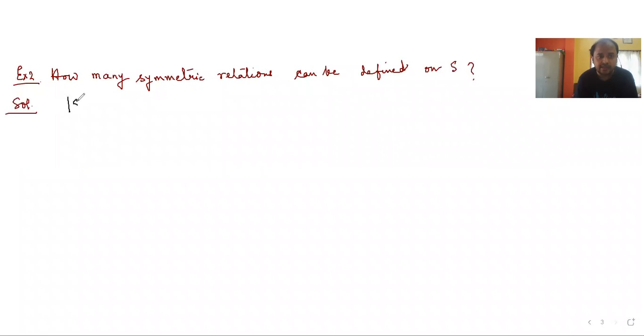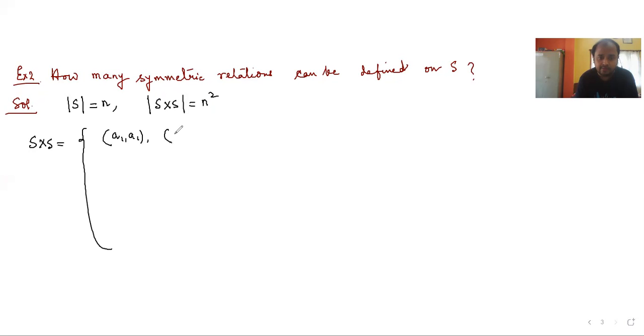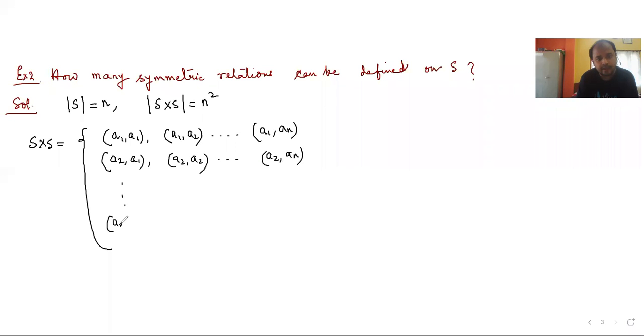You already know that cardinality of capital S is n. You know that cardinality of S cross S is n square. And this S cross S constitutes all the elements of the form which I'm writing once again for your understanding: A1 A1, A1 A2, A1 AN, A2 A1, A2 A2, A2 AN, and AN A1, AN A2, AN AN.